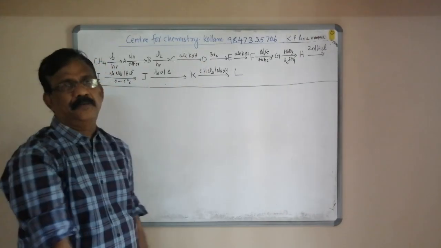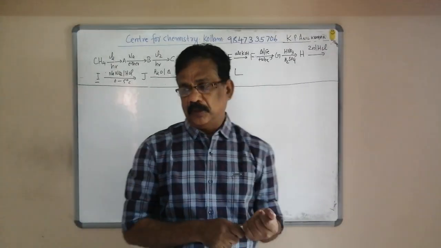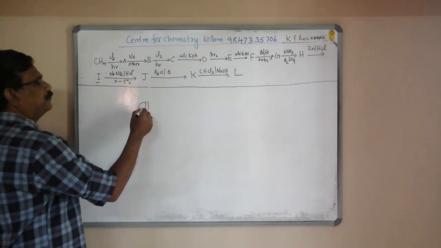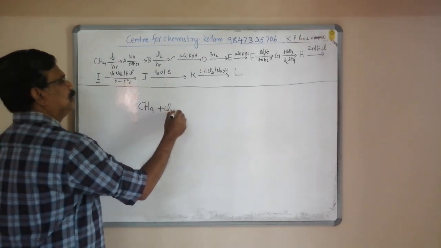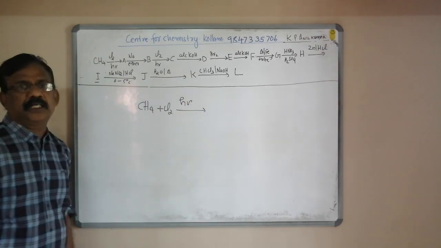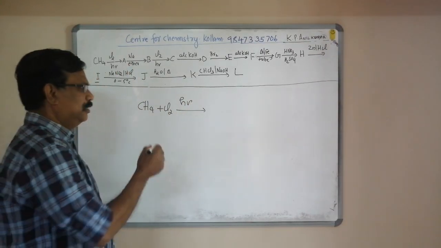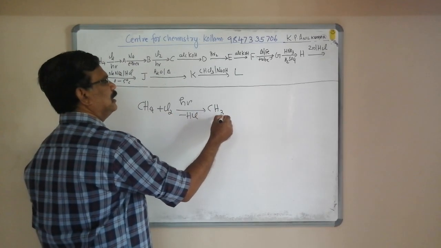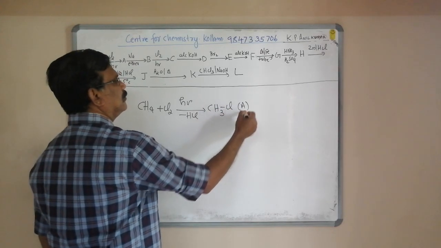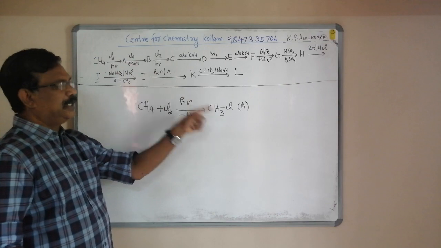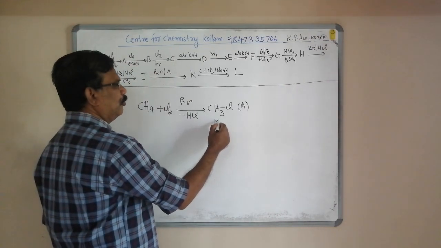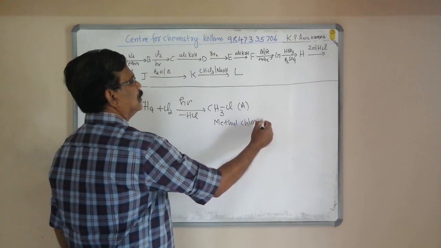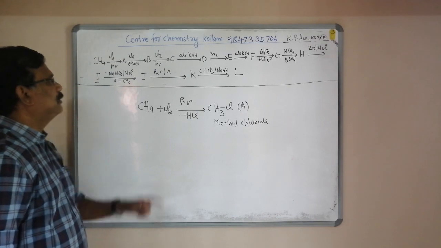Okay, we can start that roadmap type of question. Starting from methane, CH4 plus chlorine, a photochemical reaction by free radical mechanism, that is a substitution reaction, minus HCl, gives CH3Cl, capital A. That is methyl chloride or chloromethane.